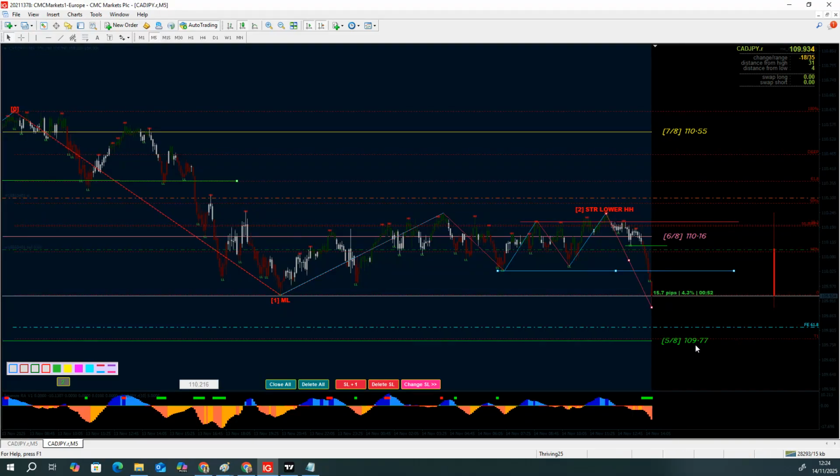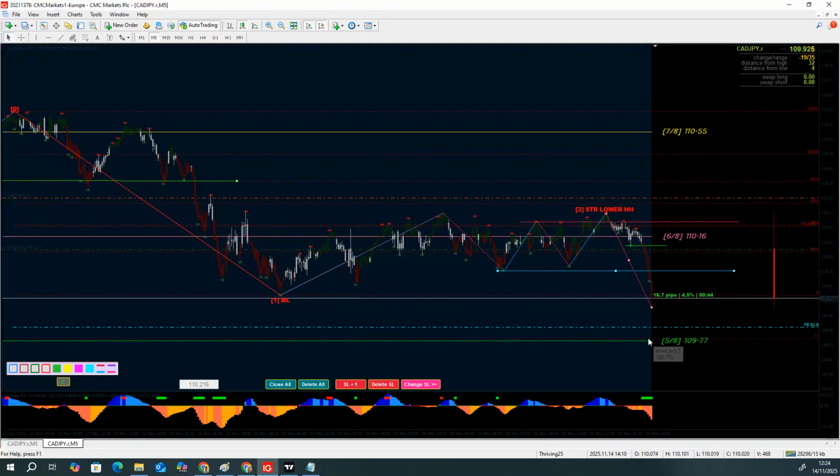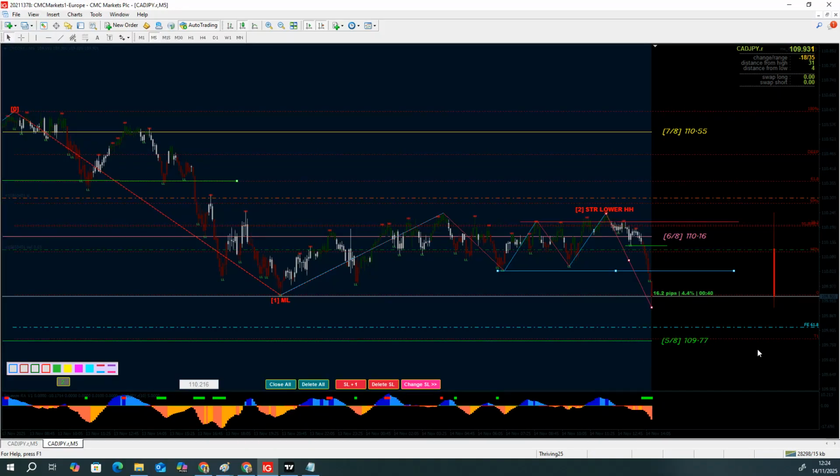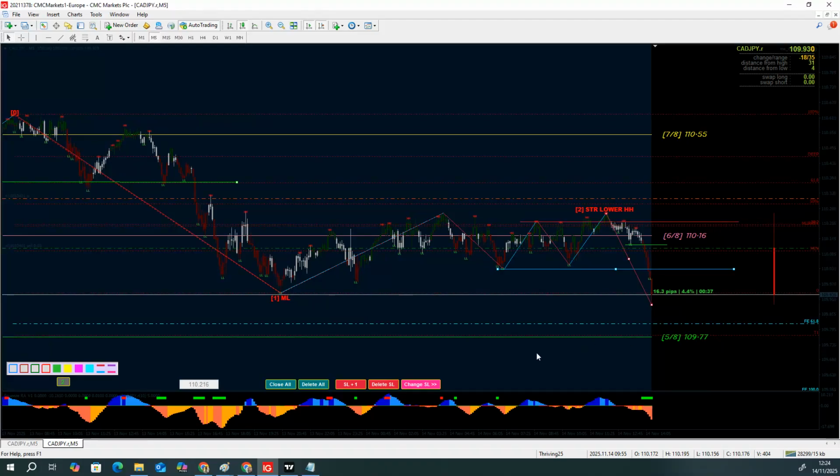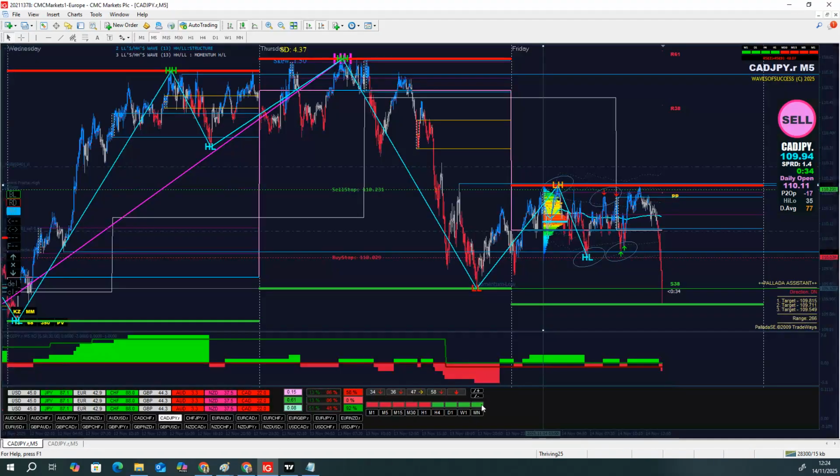We're coming to this 5 of 8, which has the T1 right on top of it. Very strong level, that one there. 109.77. The Palada target is telling us T1 is 109.81, which is almost there. We've broken the low of yesterday. T2 is 109.71. T3 is 109.54. If we smash the T3, this thing is gonna continue down.